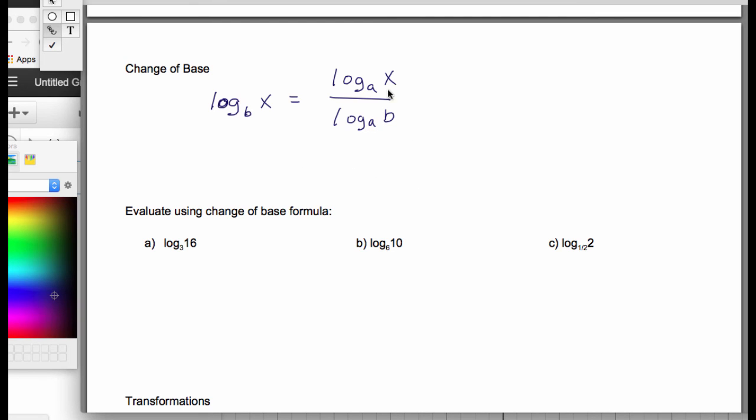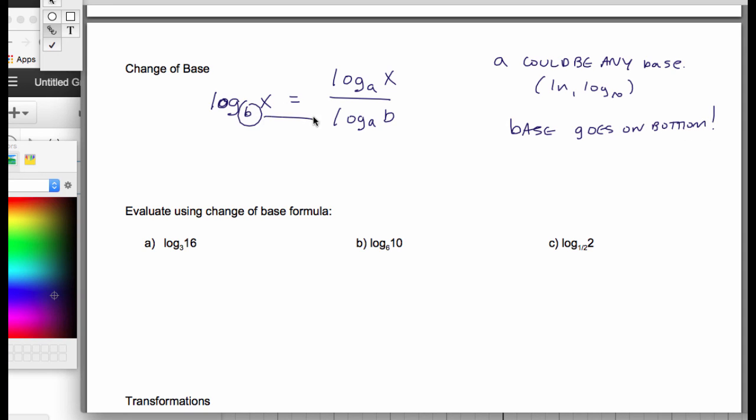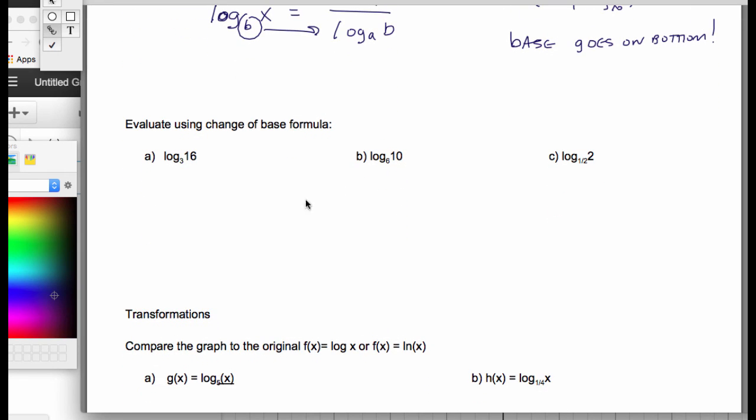So a is a base I choose, it could be any base. Convenient ones would be natural log or just log base 10, which is log. And an important thing to remember is the base goes on the bottom. So whatever the base is, that's what's going to go down here at the bottom. So if we're using the change of base formula here, let's check out a couple of examples.